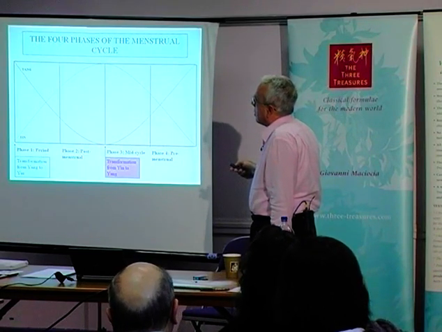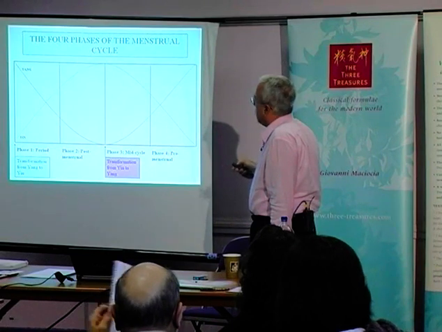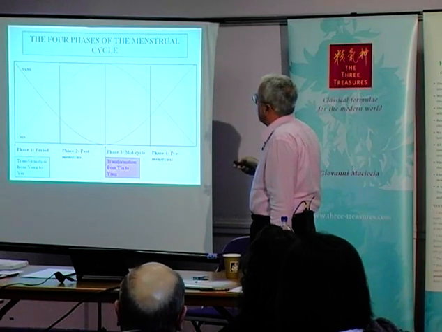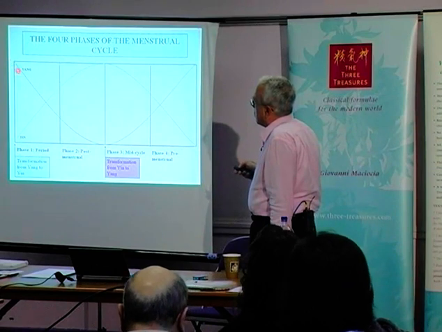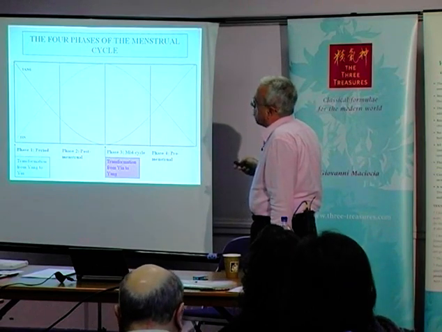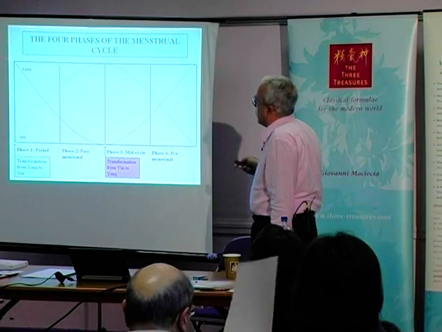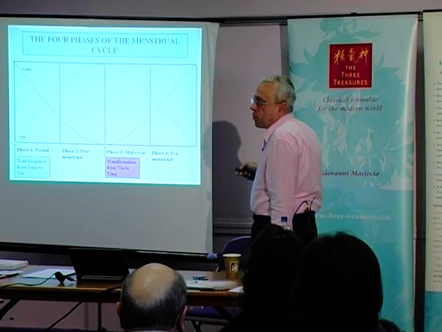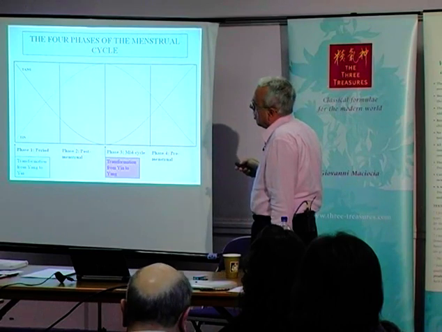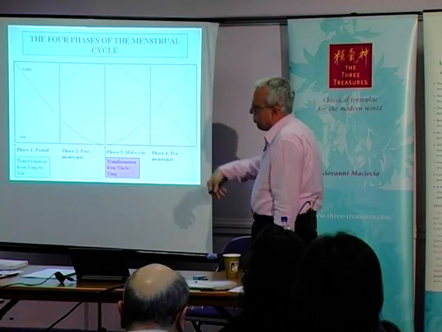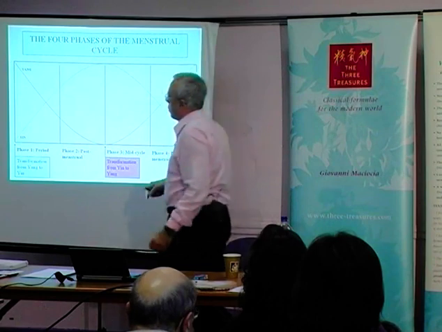You can see this very clearly. This explains, you see here, the yang has reached its maximum and then it goes down quite rapidly. That explains how a woman can have a lot of premenstrual symptoms and they can disappear with the onset of the period. When they do disappear, that's because of this sudden switch from yang to yin.